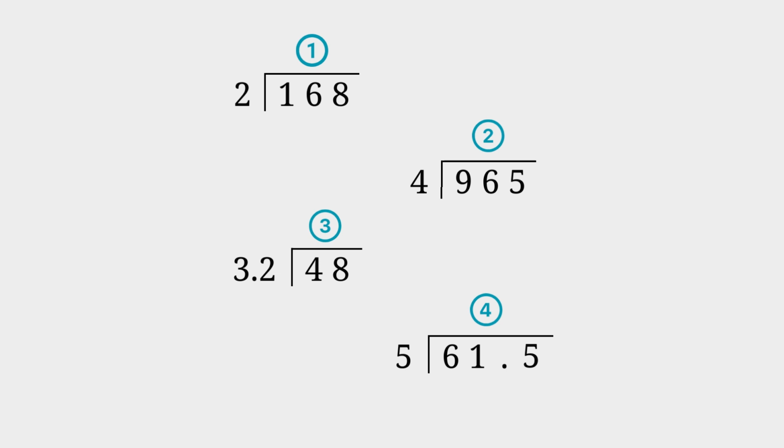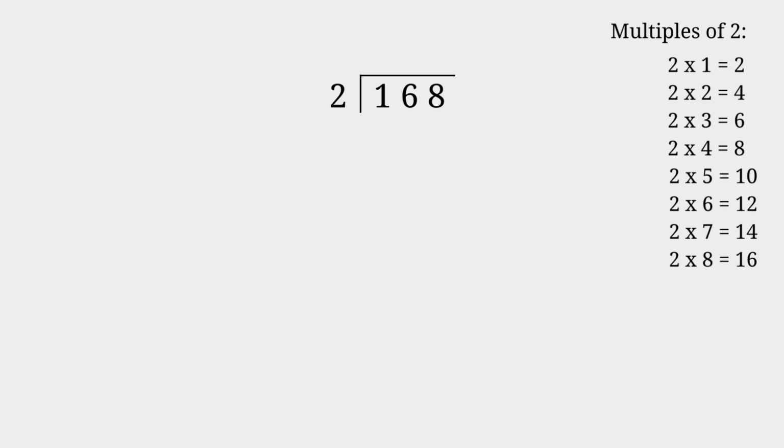First question, 168 divided by 2. If you are not comfortable with your times table, you can add the multiples of the divisor, which is 2, onto your page. Here are the multiples of 2. We start off by looking at the first value, which is 1. 1 is too small to be divided by 2, so we put a dot above the 1. Now we group the 1 and the 6 to give us 16, and 16 can be divided by 2, which is 8. So put 8 above the 6.